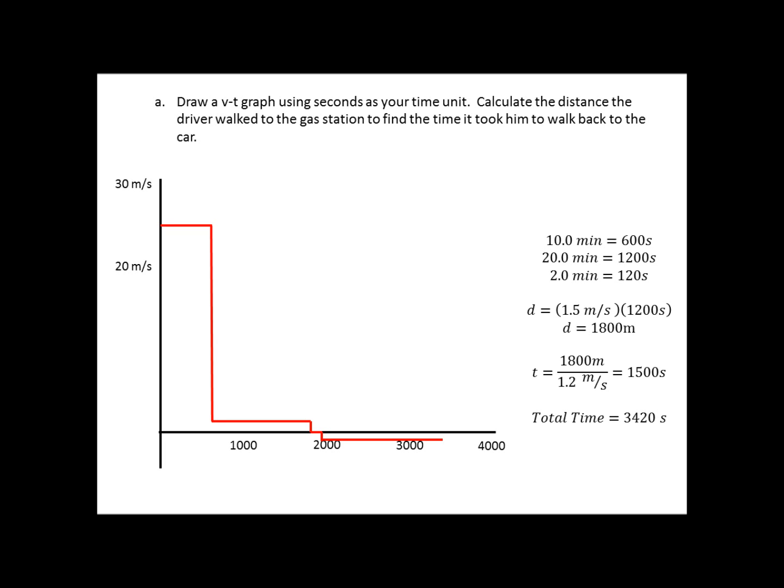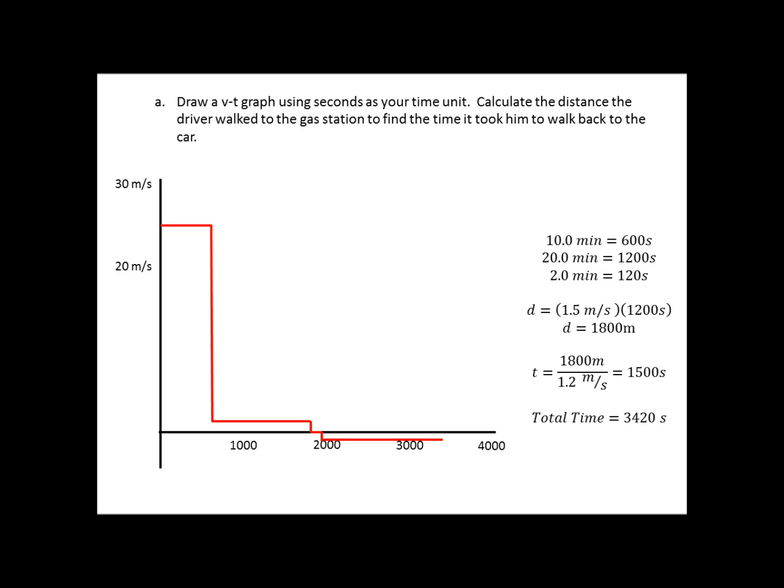And then that vertical line down, basically that's where he ran out of gas. And then that wider but much lower horizontal chunk is when he's walking to the gas station. And then we've got a chunk where he's at the gas station. He's not moving for 2 minutes. So that velocity is 0 for that 2 minutes. And then it dips below the time axis. It goes into a negative velocity because he's walking back to the car. He's walking in the opposite direction. So that should all add up to my 3,420 seconds.